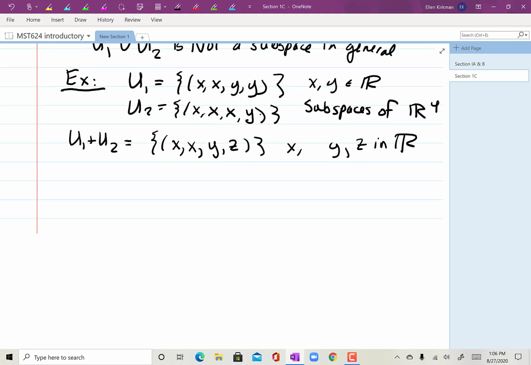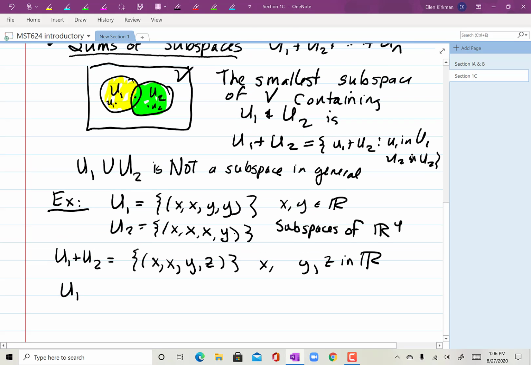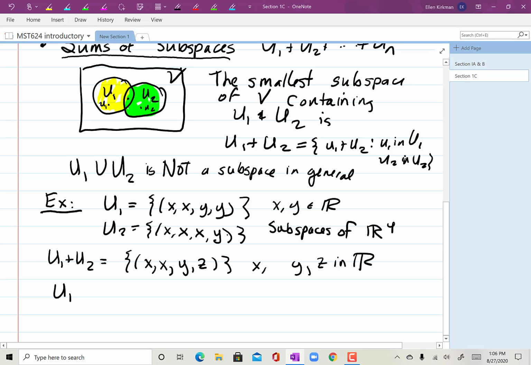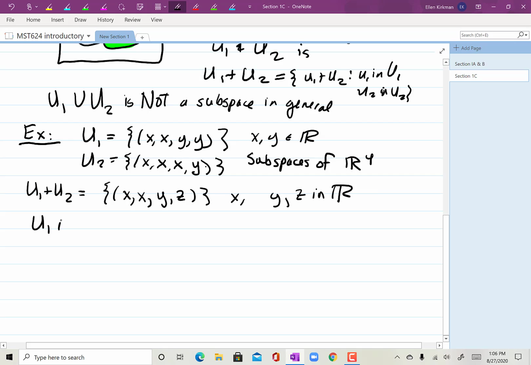So notice that in this particular example these intersect. So this example is like my picture. I have a U1, a U2. They have some overlap. And as we noted, 0 is always going to be in the overlap because a subspace has to have 0. But here, you can see that this overlap certainly includes all the things where these are all equal. So it's more than just the 0 vector.